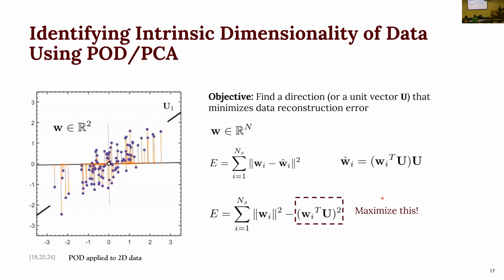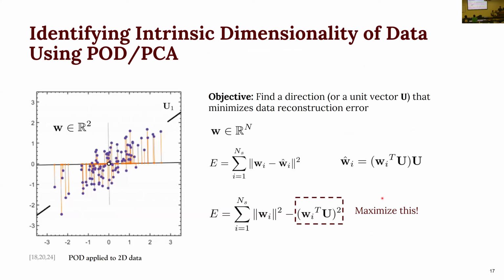Typically, there are multiple techniques for identifying the low dimensionality of an existing data set. What we are going to discuss is one of the most popular techniques for data compression or data reduction. That's POD, or proper orthogonal decomposition.